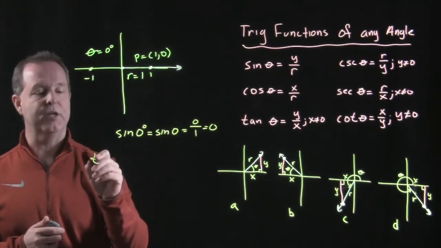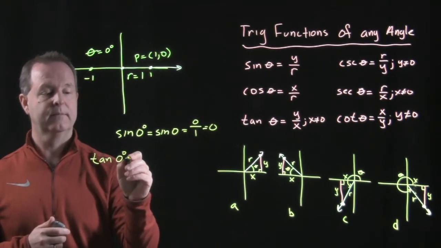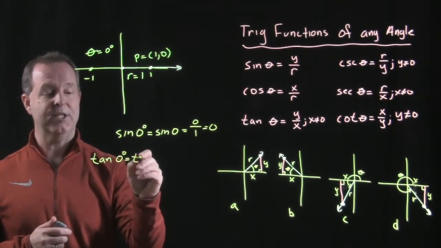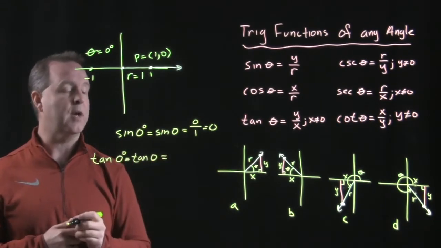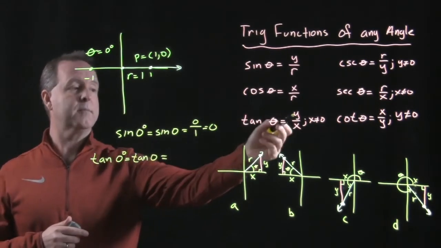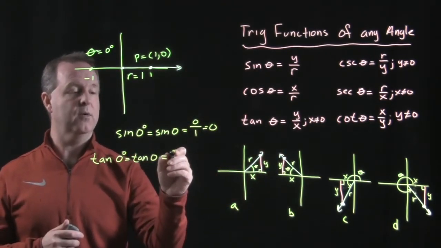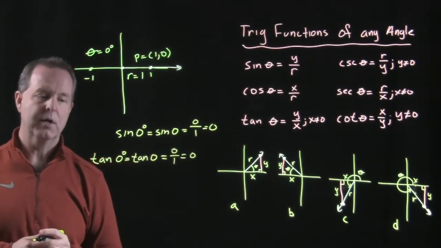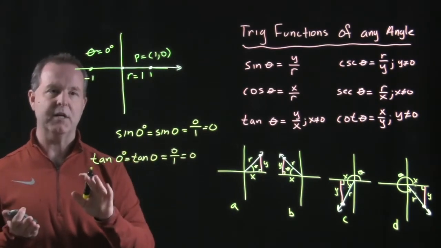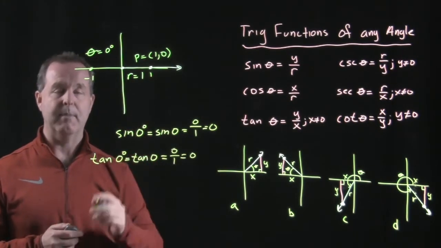Then let's look at the tangent function as well. So the tangent of 0 degrees, same thing as the tangent of 0 radian, and the formula for that was my y over my x. My y value over my x value, which in this case is 0 over 1, and equals a 0. So both my sine and my tangent functions are 0 when I have 0 degrees as my theta.